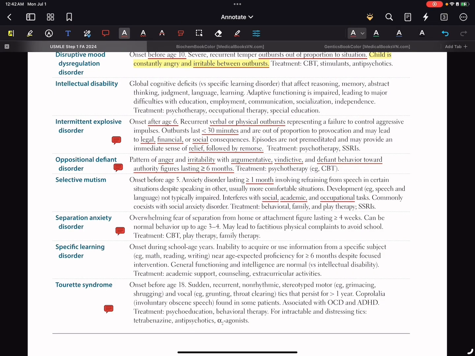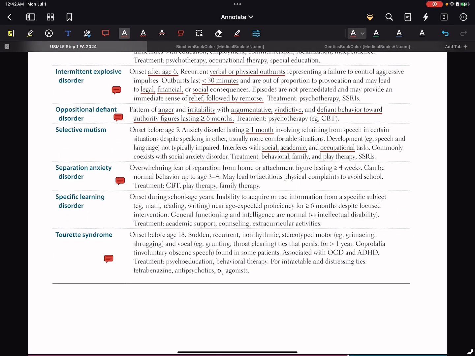Treatment is psychotherapy and SSRI. Oppositional defiant disorder: a pattern of anger, irritability, argumentative, vindictive, and defiant behavior towards authority figures, lasting for more than 6 months. Treatment is psychotherapy, CBT. So they will tell you about a patient who is always arguing with authority figures like the teacher, doesn't study well, and says the school rules are stupid. That's oppositional defiant disorder.